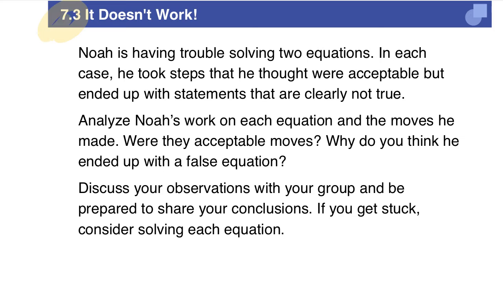Okay, we're going to jump ahead to 7.3, and we're going to have Noah solving equations. In each case, he took steps that he thought were acceptable, but he ended up with statements that are clearly not true. So we have to figure out, did he use acceptable moves, or why do you think he ended up with a false equation? Here we go.